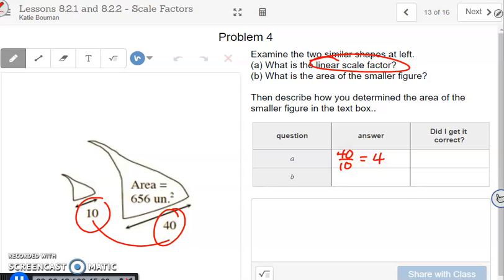The second question asks you to determine the area of the smaller shape. So if the linear scale factor is 4, then that means the area scale factor is going to be 4 times 4 or 16. So if the bigger area is 656, then the smaller area would be 41. So 656 divided by the scale factor 16 gives me the area of 41.